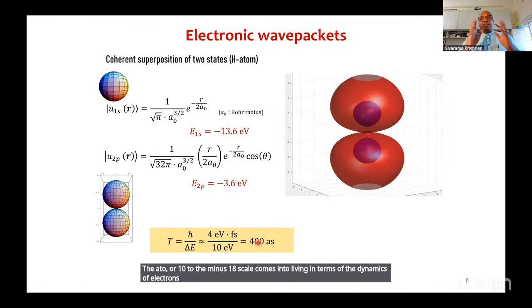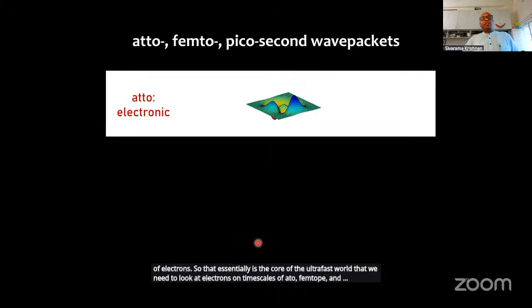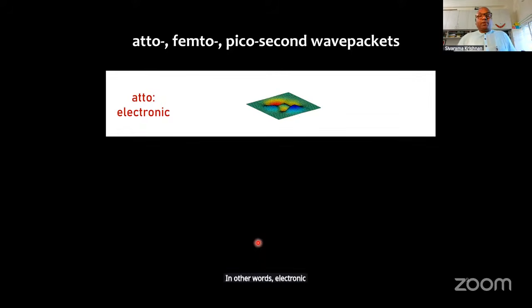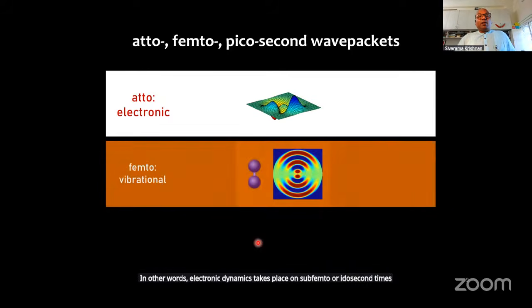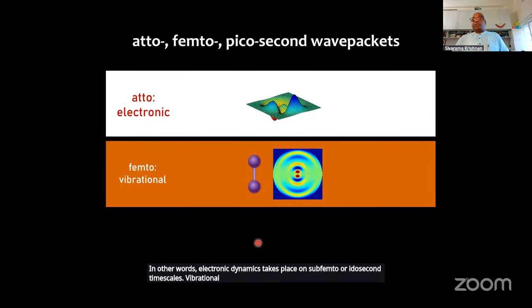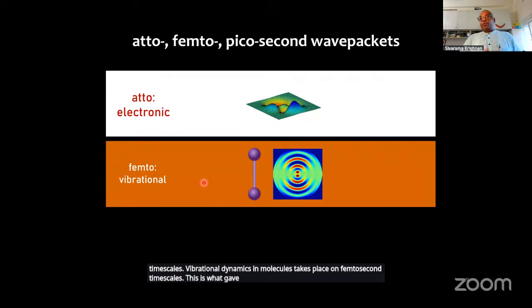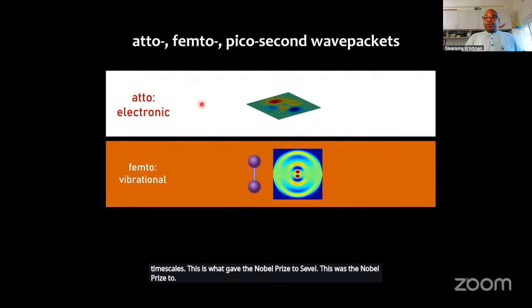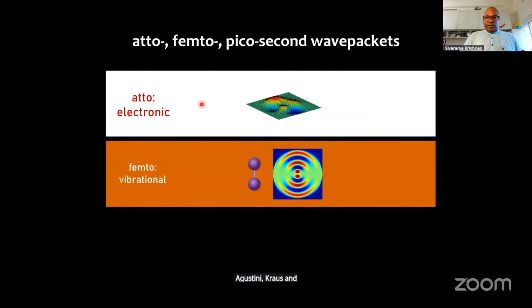So that essentially is the core of the ultrafast world, that we need to look at electrons on timescales of atto, femto, and picoseconds. In other words, electronic dynamics takes place on sub-femto or attosecond timescales. Vibrational dynamics in molecules takes place on femtosecond timescales. This is what gave the Nobel Prize to Zewail. This was the Nobel Prize to Agostini, Krausz, and L'Huillier.